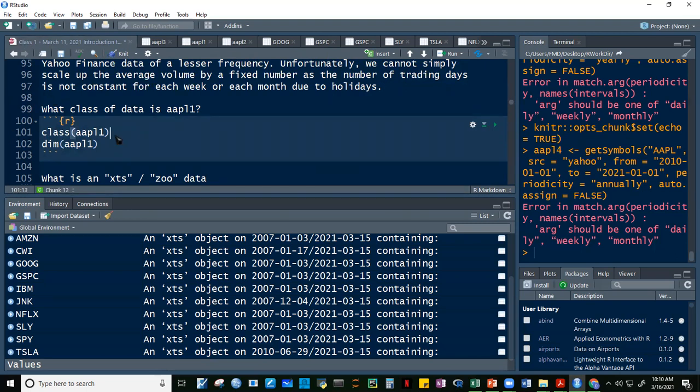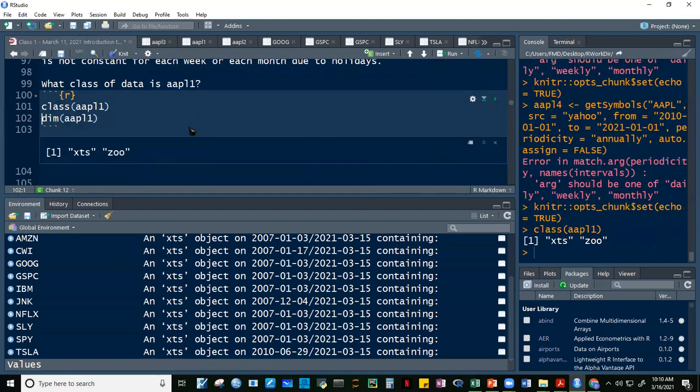Okay, so ano yung class ni Apple? We know that this is... ito, guys, no? So ang class ni Apple 1 is XTS or Zoo. Okay, Zoo ginagamit for mga non-uniform na mga time series. Si XTS, extensible time series, which is actually improvement of Zoo. Okay, so importante na malaman natin na pag nagta-time series tayo, it's best to use an XTS object. Kasi sa XTS object, mas powerful siya when we're dealing with the dates.